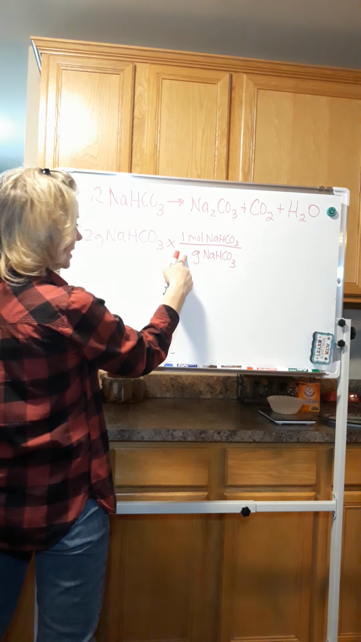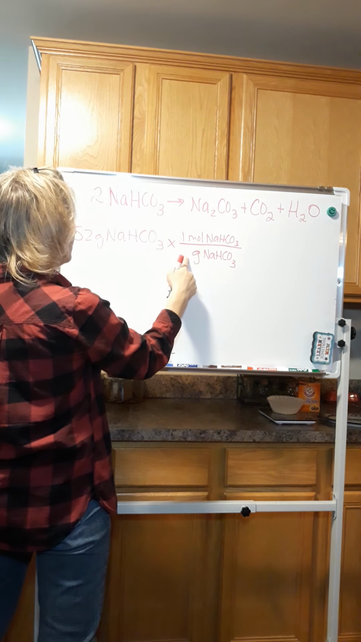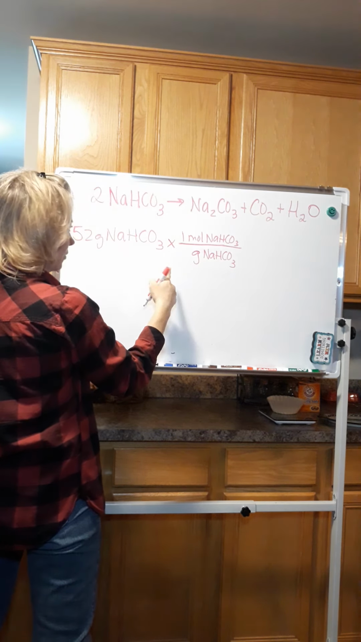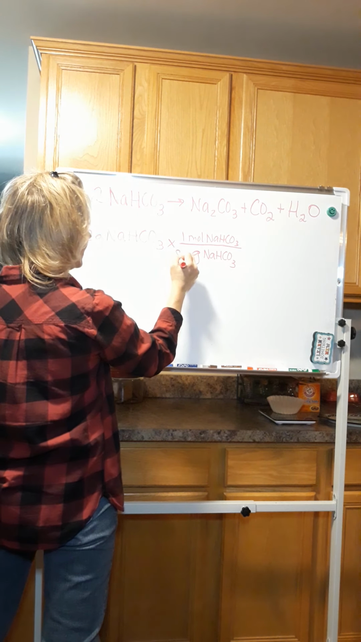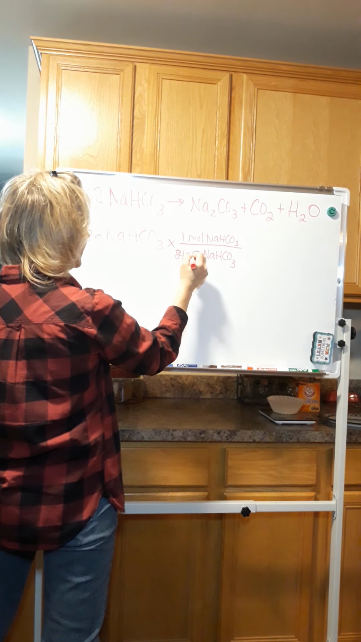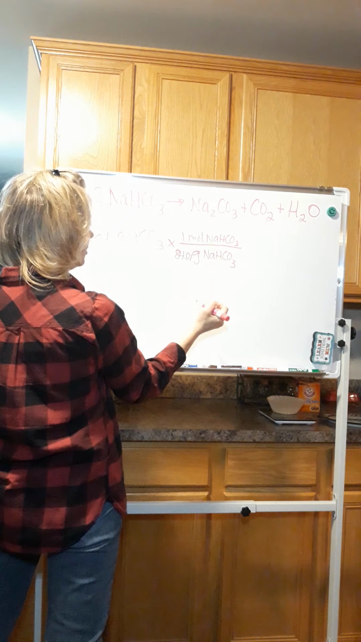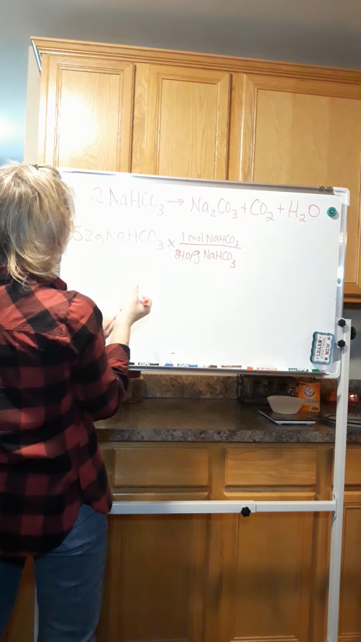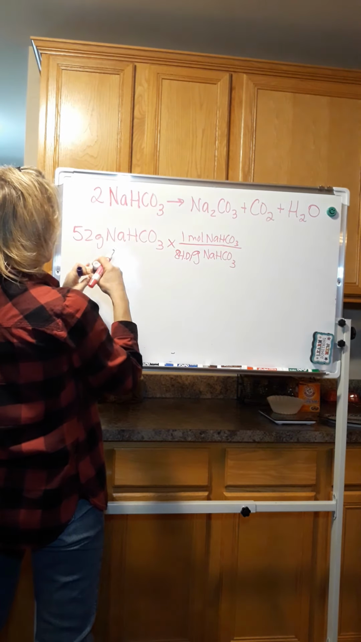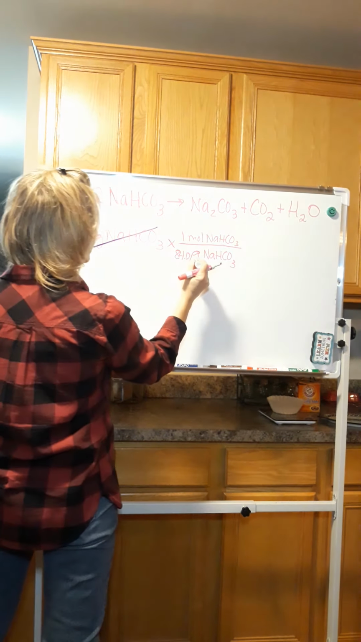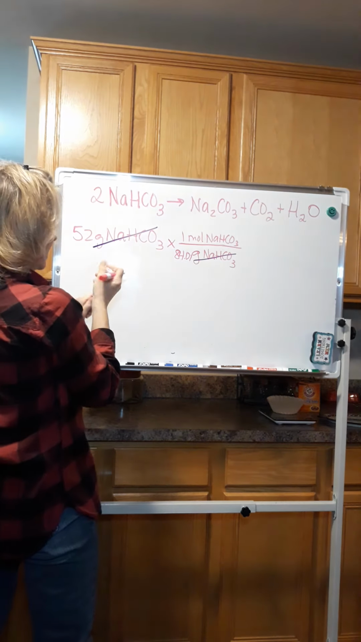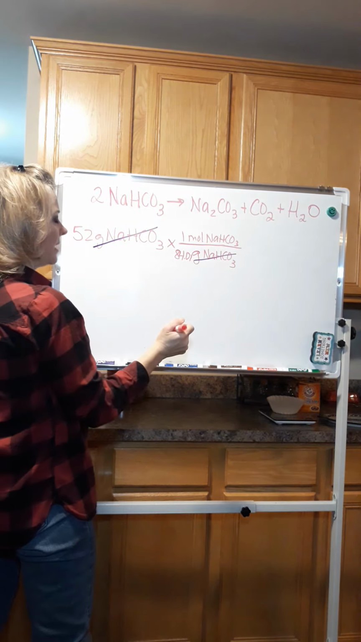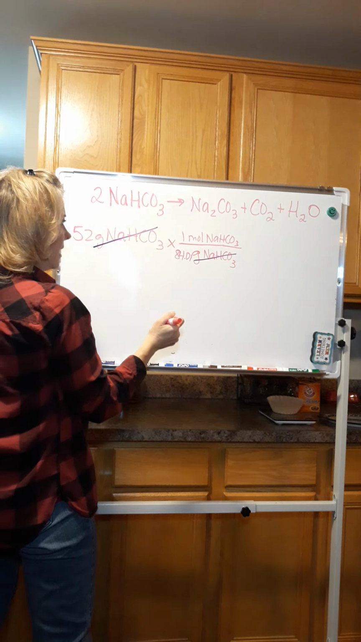What number do I put here next to grams? Well, this would be the molar mass of sodium bicarbonate. And once again, the molar mass of sodium bicarbonate is 84.01 grams per mole. All right, so now I would be able to cross out grams of sodium bicarbonate. And now I'm left with moles of sodium bicarbonate at the top.